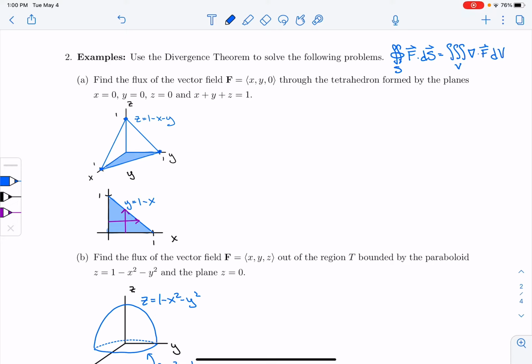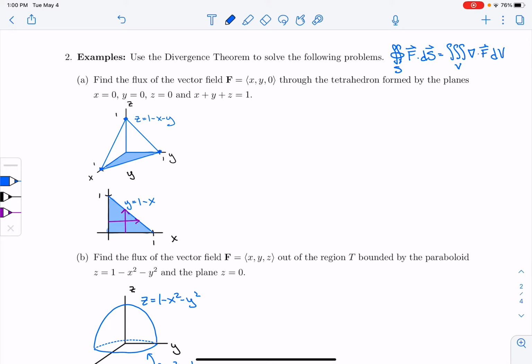Our first example is to find the flux of the vector field F equals x, y, 0 through the tetrahedron formed by the planes x equals 0, y equals 0, z equals 0, and x plus y plus z equals 1. Now, when we did this example previously, we had to calculate the flux through each of the 4 faces of this tetrahedron. So that required us to do 4 surface integrals. Now we're going to apply the divergence theorem in order to make this calculation with 1 integral.